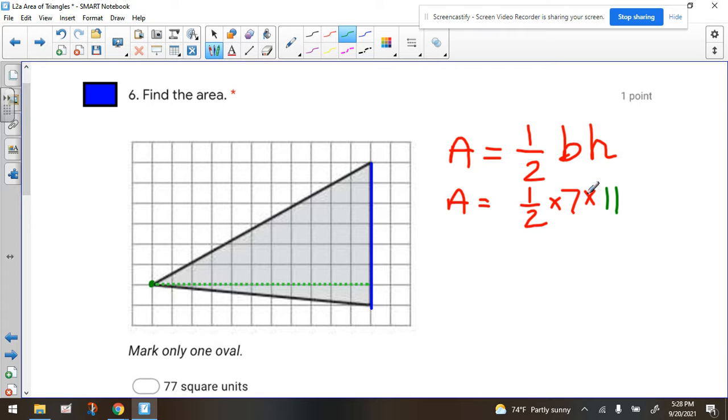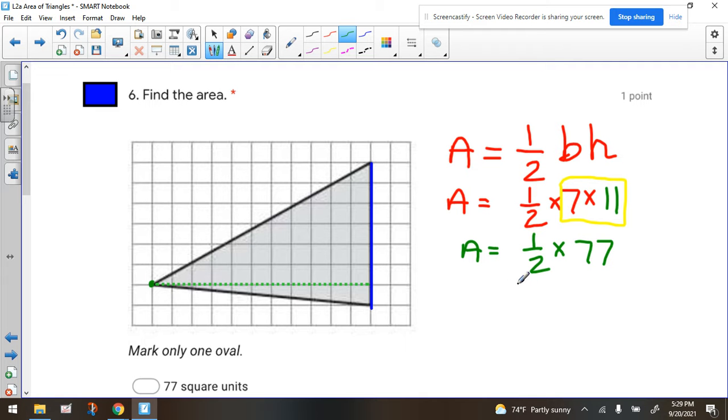Now, we're dealing with two odd numbers here, and a lot of you have trouble taking half of odd numbers. So what I'm going to suggest is, what if we do this first? Because we can do that in our head. Let's do 7 times 11 first, which would give us 77. And let's take half of 77. Well, we still have a handful of people that don't know how to do that. So let's review. How do you do that?